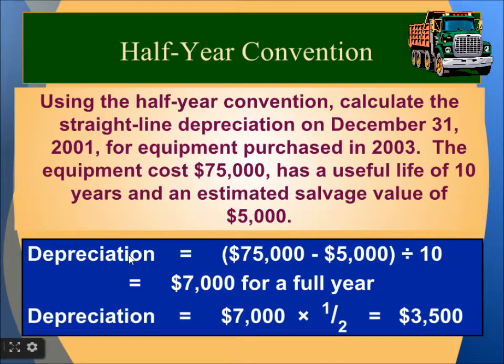So we know the formula for depreciation is equal to the cost minus the salvage value, divided by the total number of years. So 75,000 minus 5,000, divided by the total number of years, which is 10, gives us 7,000 for a full year. So using the half-year convention, we'll just multiply it by 1 by 2, which will give us 3,500 as the straight line depreciation for the half year.